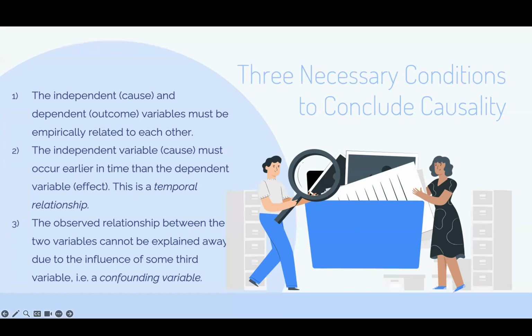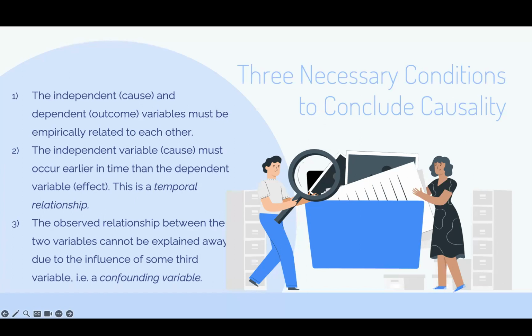The relationship must be demonstrable through empirical evidence rather than theoretical supposition alone. And second, the condition of temporality must be satisfied. This means that the cause, or the independent variable, must precede the effect, the dependent variable, in time. Without this temporal precedence, we cannot infer that the cause actually leads to the effect.